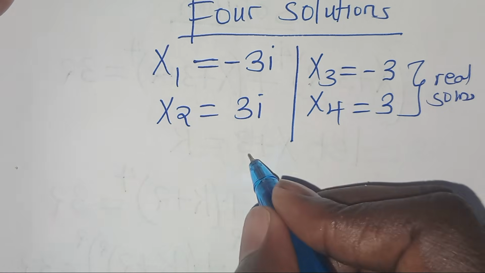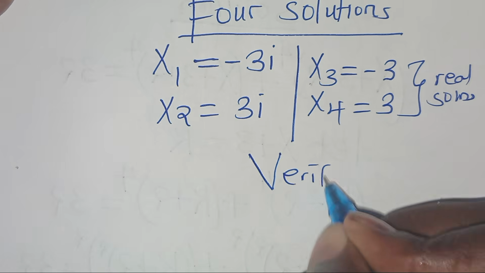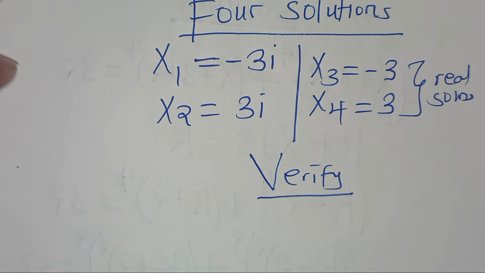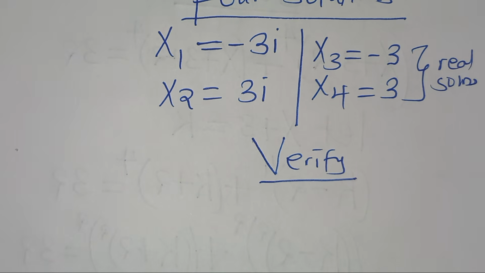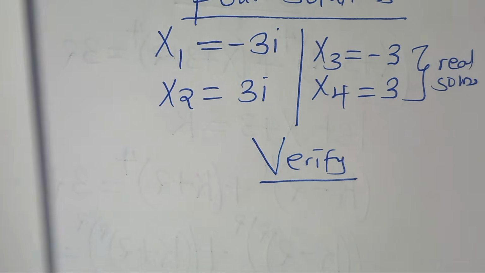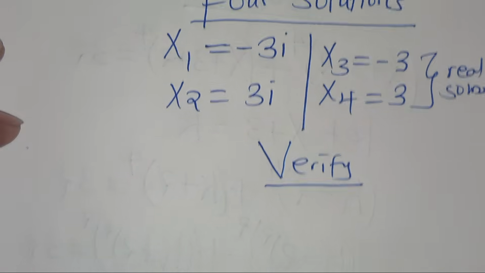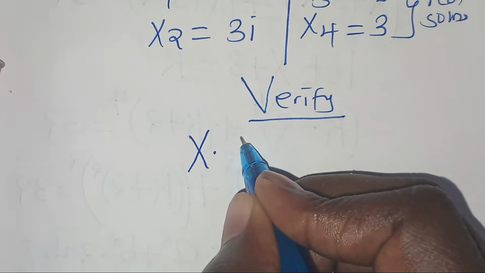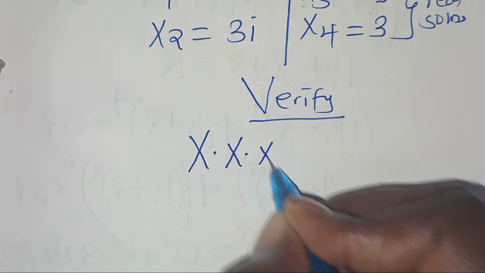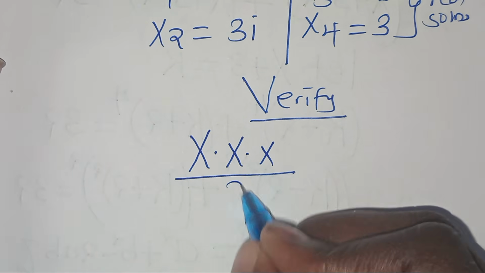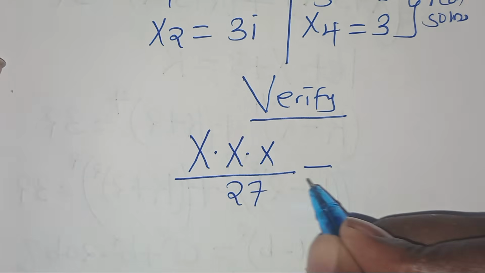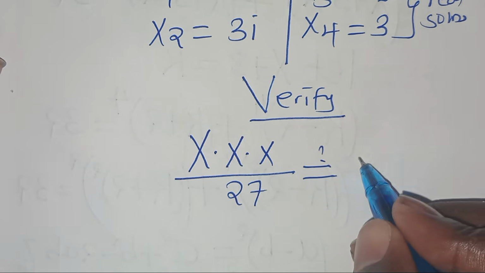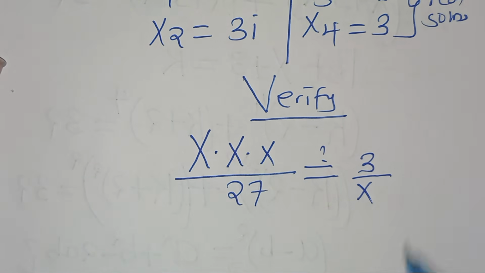Now, let's verify that this set of four solutions satisfies the equation. If you recall, we have x times x times x over 27. This should be equal to 3 over x.